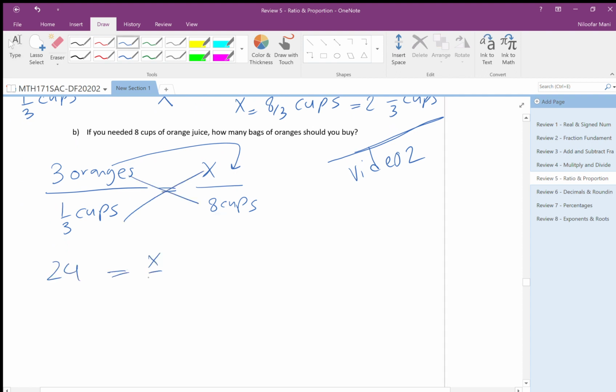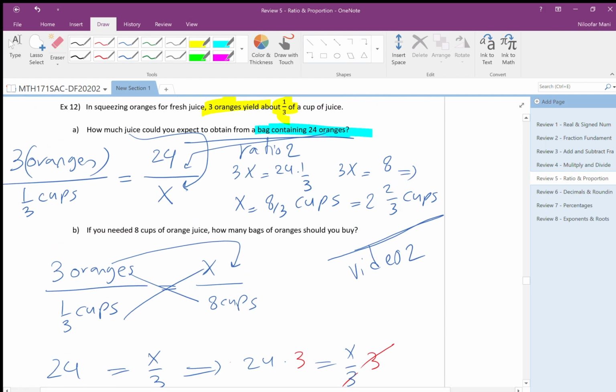So it's x over 3, and I want to remove the 3 beside x because it's divided, so I multiply both sides by 3. 24 times 3, and x over 3 times 3, the 3 and 3 cancel, and then x is 72. But this is 72 oranges, and it didn't answer my question, because I asked how many bags.